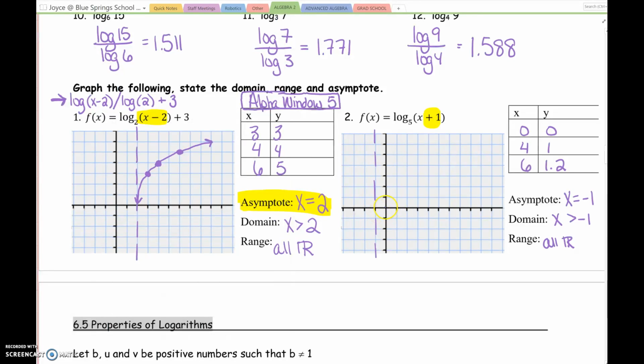Okay, let's plot these points. 0, 0. 1, 2, 3, 4, 1. 6, 1.2. So this is going to increase very slowly on the right side. On the left side, it's going to curve down toward that asymptote. It's a weird little graph.